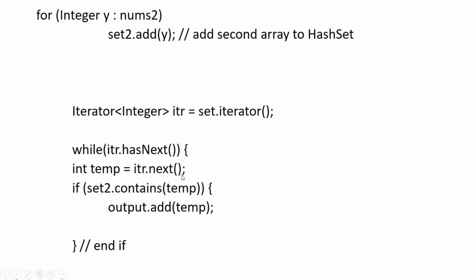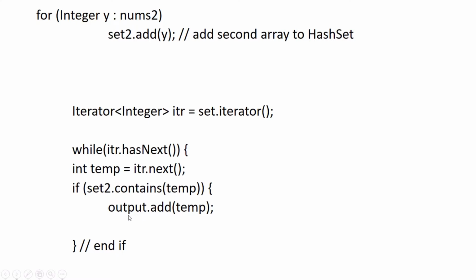So I hope we get that. We store our current value of itr in temp. Then we check whether that value is contained in our second set. Now if that value is contained in our second set, then that means there is a duplicate, and that's what we're interested in. So we add that value, that duplicate, into our output.